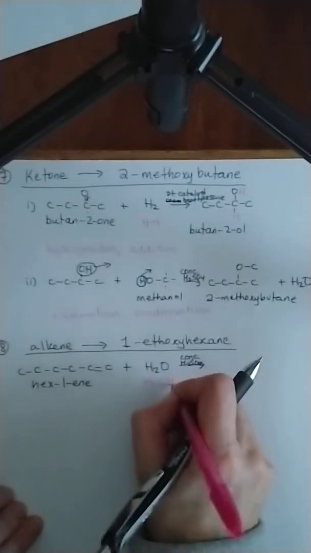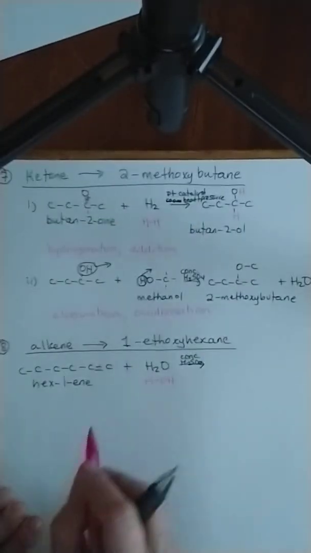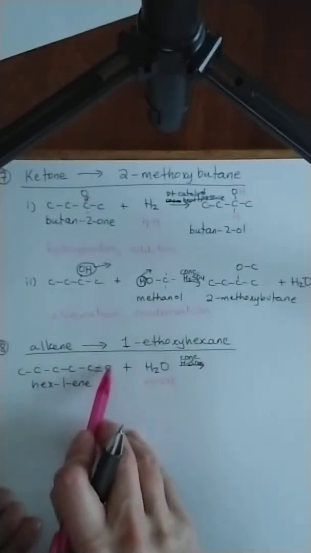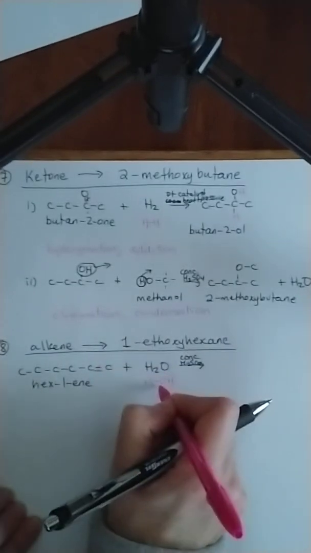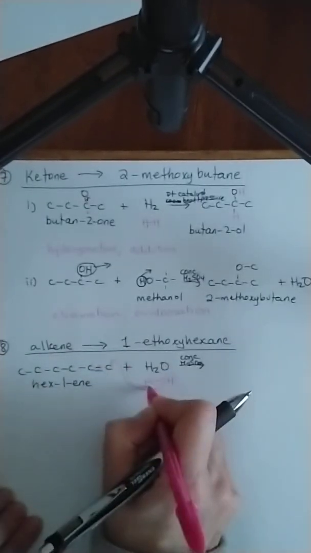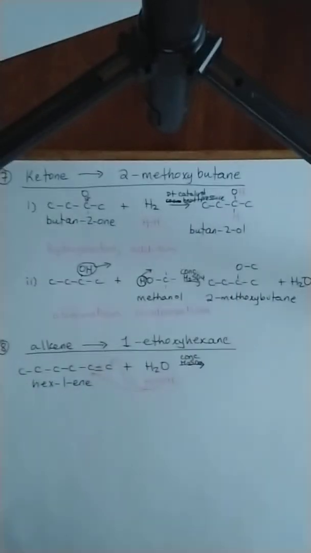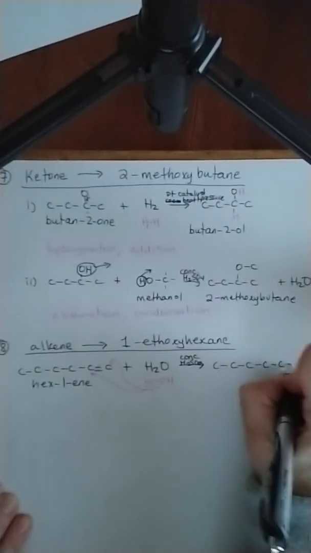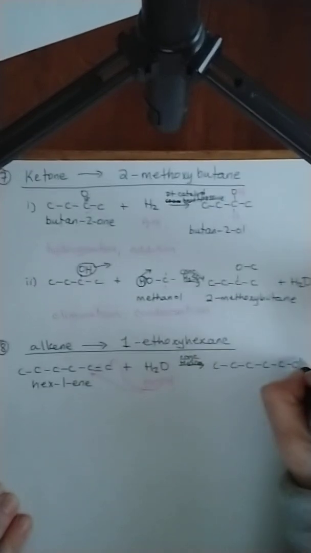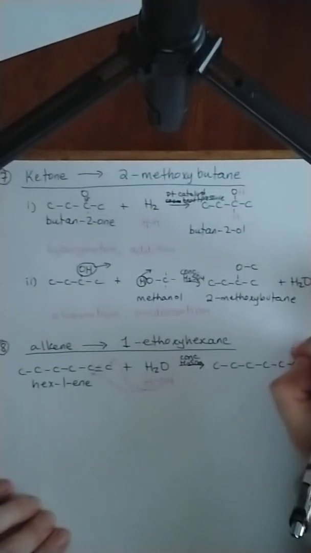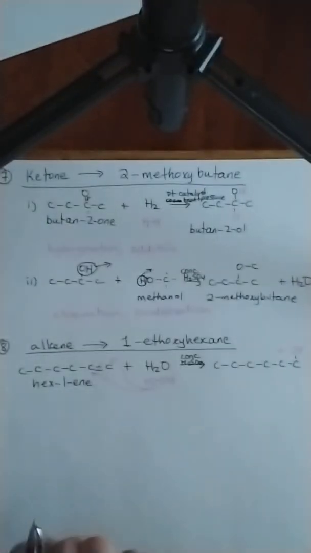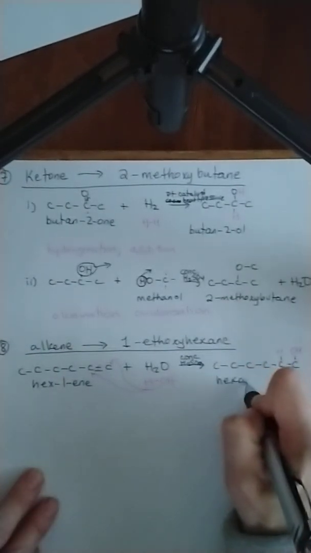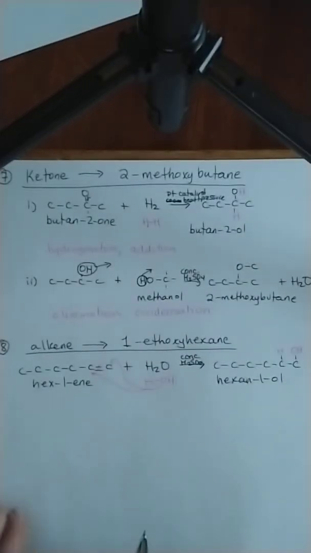Your HOH, we're going to break this double bond. We want the functional group that we're attacking to go on C1. So the OH is going to go here, and the H is going to go there. On the other side, we're going to have our OH here and the H from the water there. And now we have hexan-1-ol.